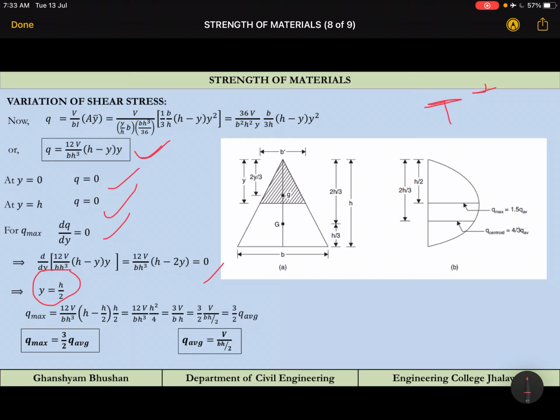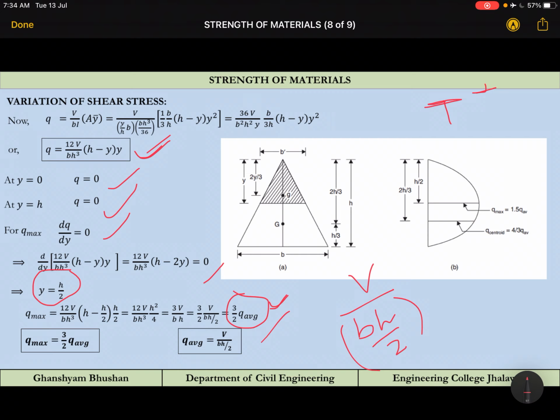So put the value of y as h by 2 in this equation. What we are going to get is 3 by 2 into q average, again the same as the rectangular case. And this is your q average. Here you have to see q average will be how much? V upon bh by 2, because the area of triangle is half into base into height. So don't make the mistake like taking the area as b into h. Many students usually do this kind of mistake. So the area of triangle is bh by 2, that's why only then it will come as 3 by 2 into q average.